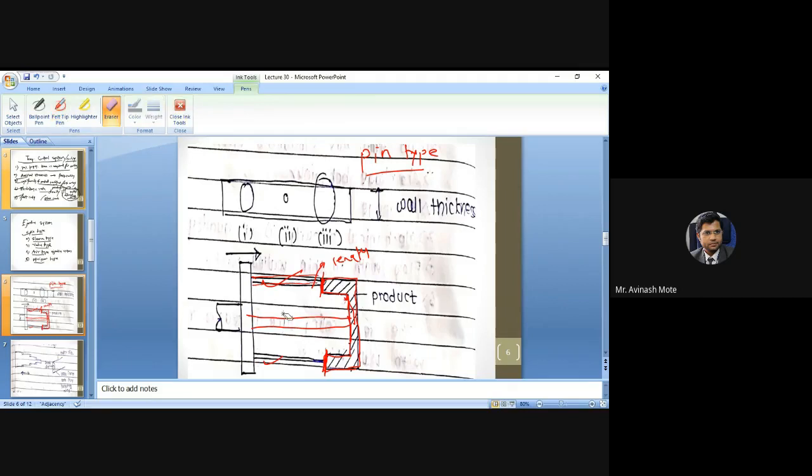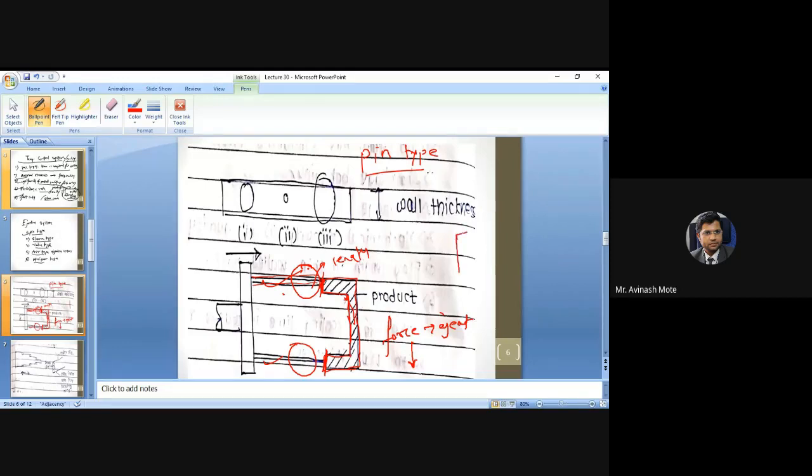What will happen with this? As we are using two pins, one at this side, one at another side, the force required to eject the product will be less, and whatever force we apply will be distributed over two pins, half of the force on this, half on this. So at a particular location there will be less force, and that's the aim.